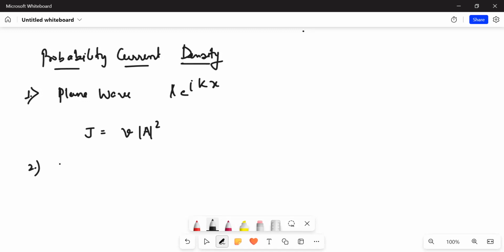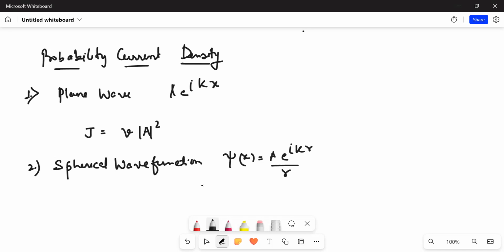The second case we've taken is the spherical wave function. And we found that if a spherical wave function psi is given by a e^(iota kr) upon r, then this particular j is equal to, I think it was, velocity times modulus a square divided by r square. If you can just confirm it, yesterday if somebody was seeing all these things, then is that clear till now?